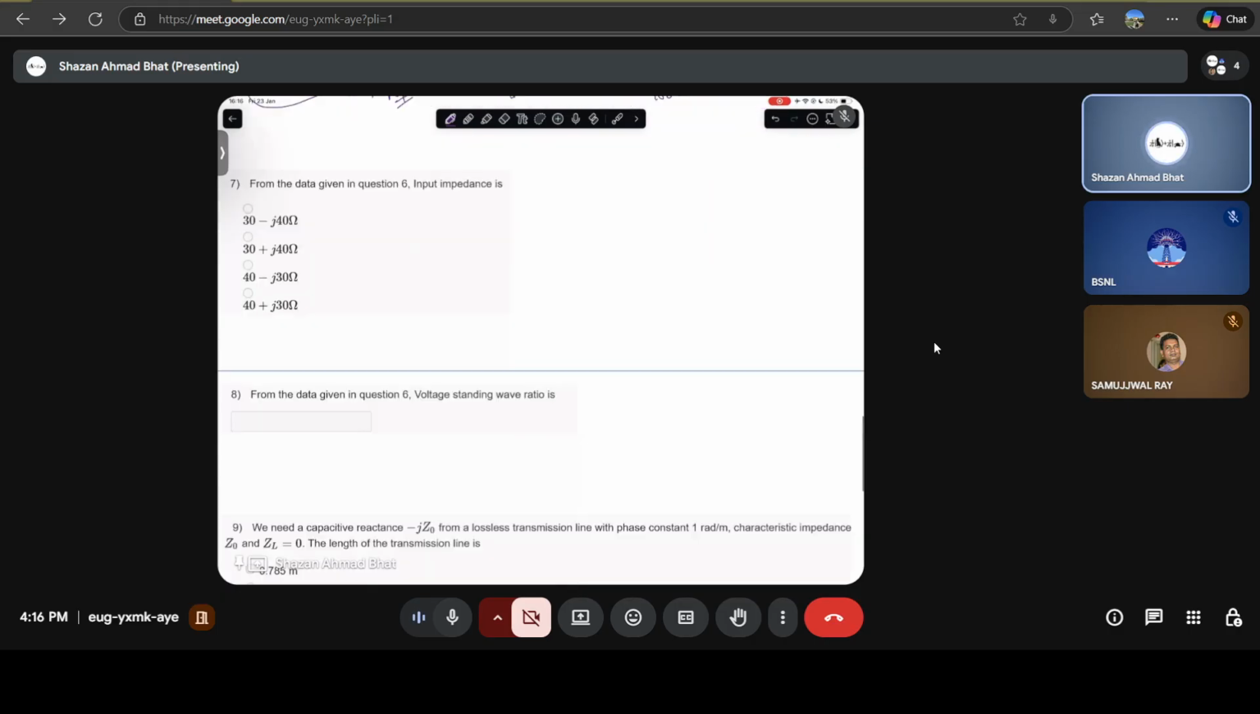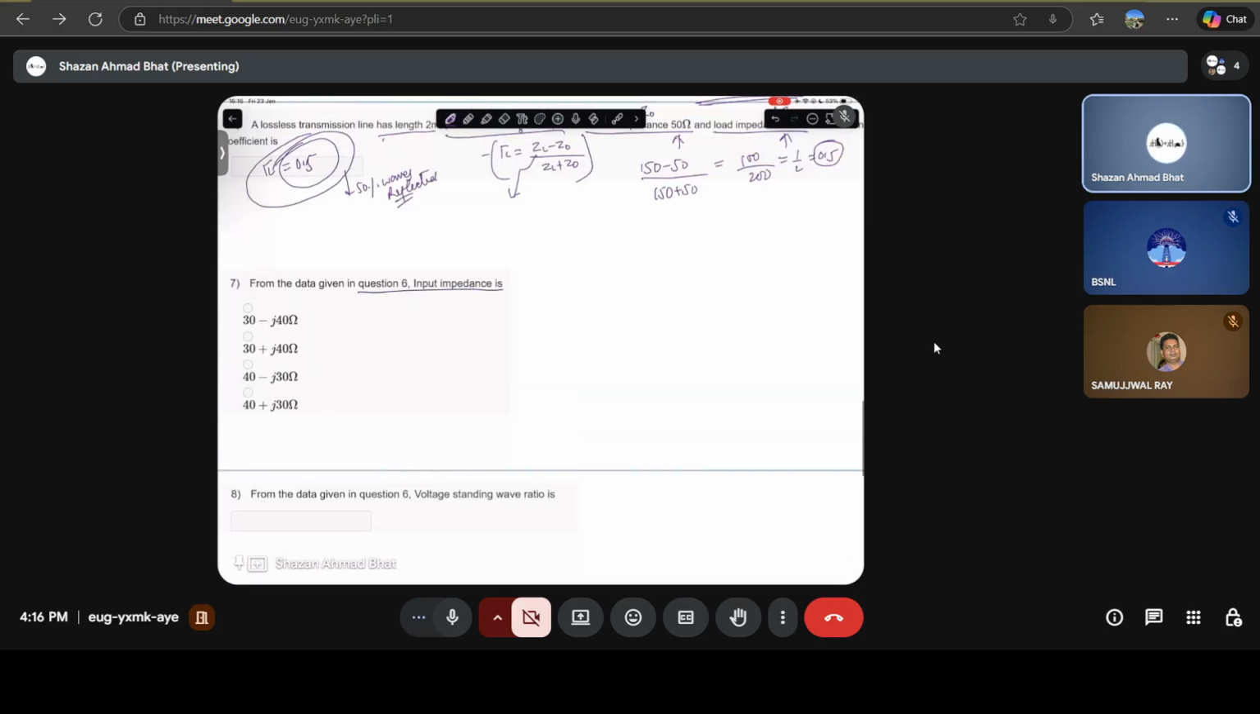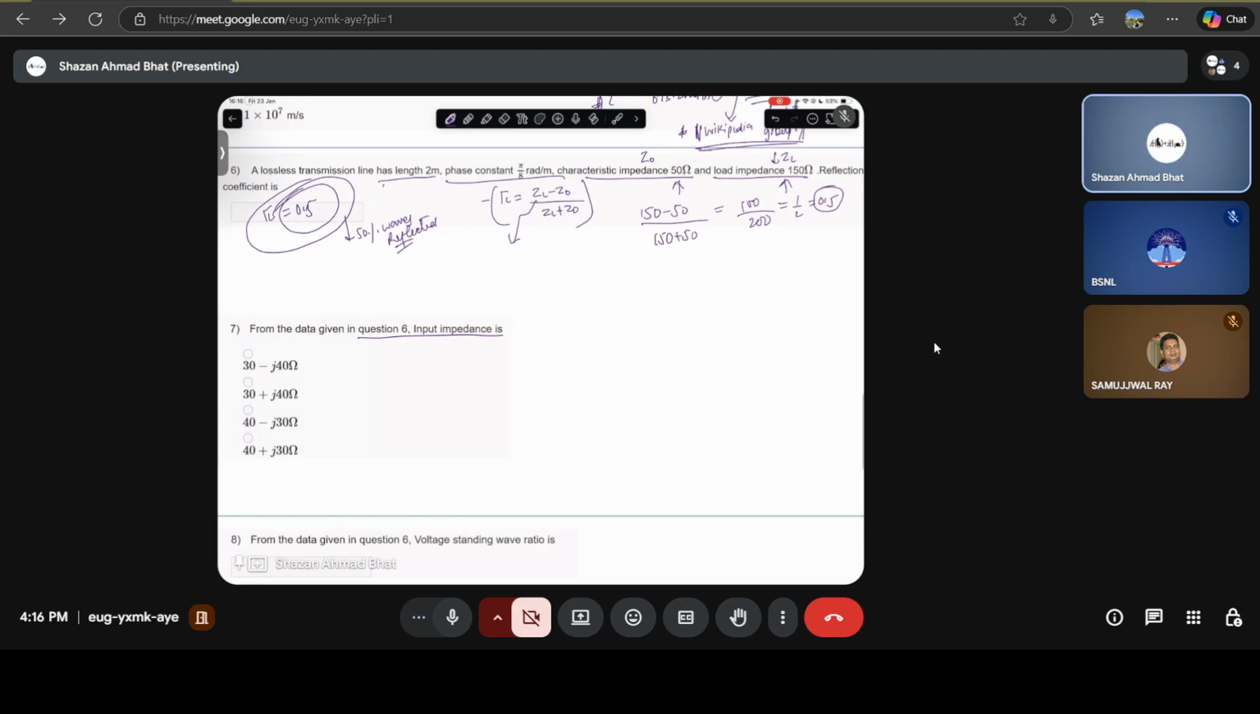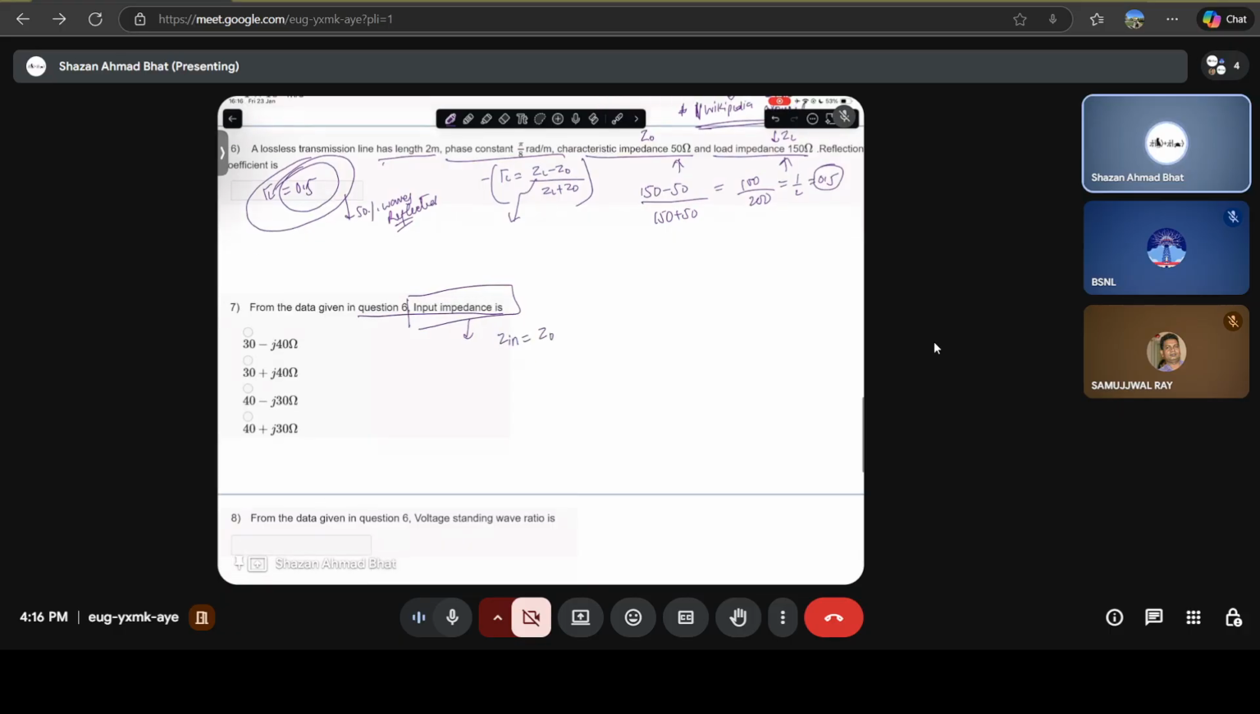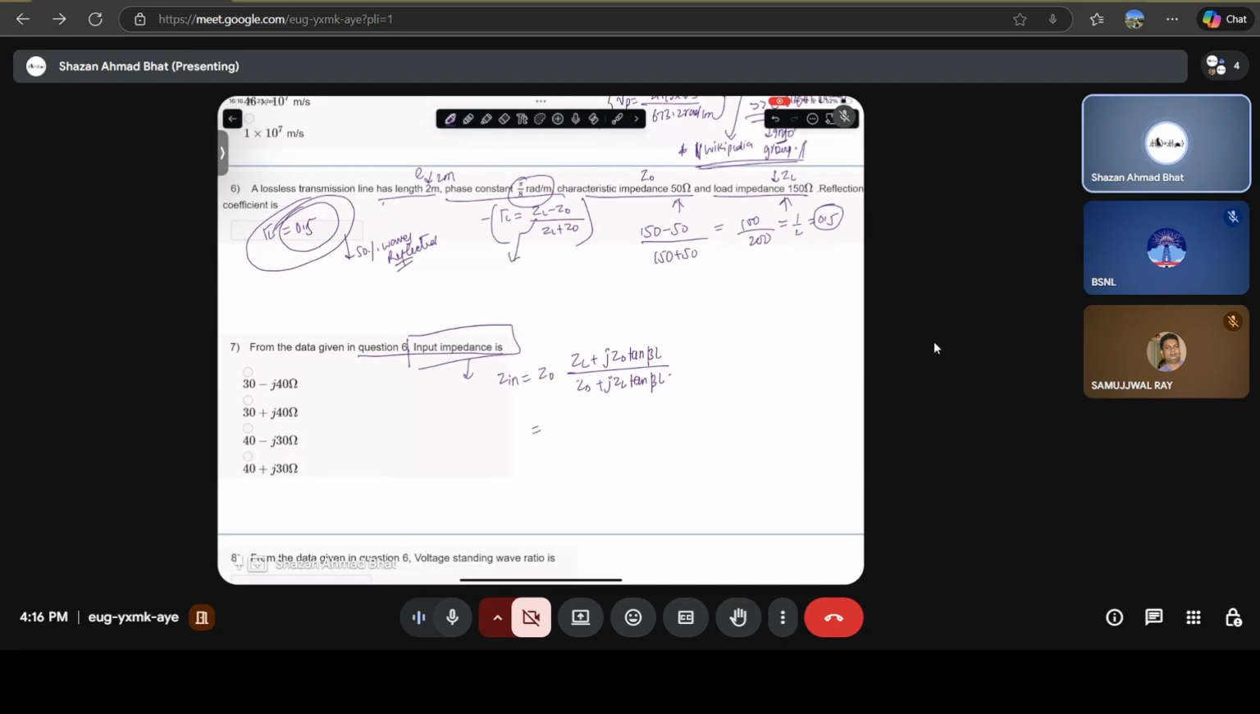Okay, so from the data in question 6, we need to find the input impedance. There is a relation between input impedance, characteristic impedance and load impedance, which is something like ZL plus J times Z0 tan of beta L divided by Z0 plus J times ZL tan of beta L. So everything is, I guess, given. You have a length of 2 meters, which is L. You have a phase constant, which is pi by 8. This is also given.